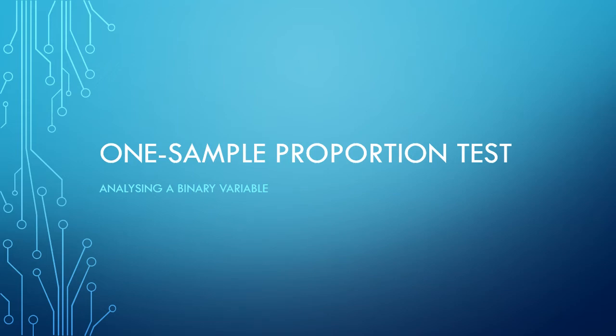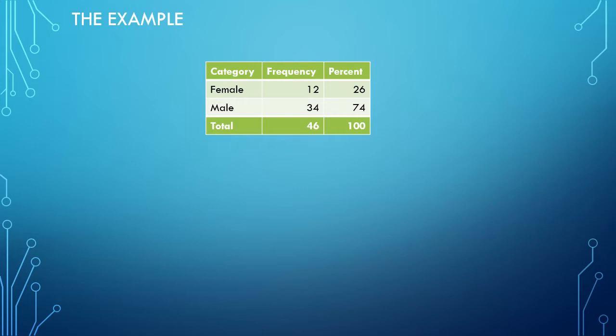Welcome. In this video, I'm going to talk about one sample proportion test, which can be used for analyzing a binary variable. In a previous video, I've shown and talked about getting a frequency table to get an impression of your data. In the example we've used, we had a frequency of 12 and 34 for respectively females and males, and these were the two corresponding percentages.